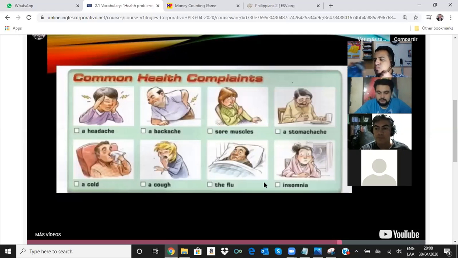You can take Pepto-Bismol. Yes. You should take or you can take Pepto-Bismol. Very good. Okay. Do you know some remedies, like house remedies, remedios caseros? Do you know some for stomach ache? House remedies?